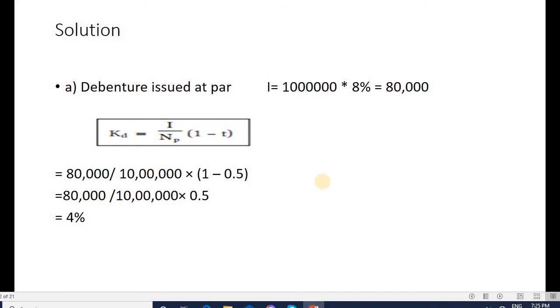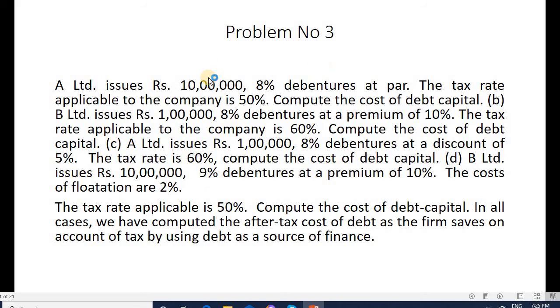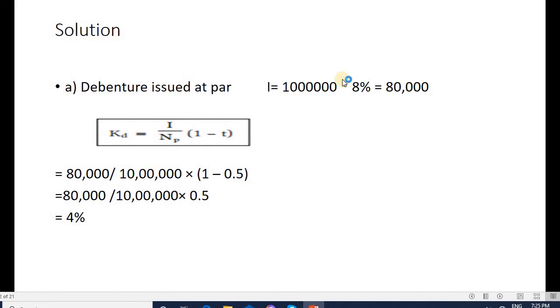We calculate for the first situation, A: debt issued at par. Here, interest is on 10 lakh 8% debentures. So, 10 lakh into 8% is 80,000. Net proceeds is 10 lakh. So, 80,000 divided by 10 lakh into 1 minus T, where tax rate is 50%, that is 0.5. 80,000 divided by 10 lakh into 0.5 becomes 4%.